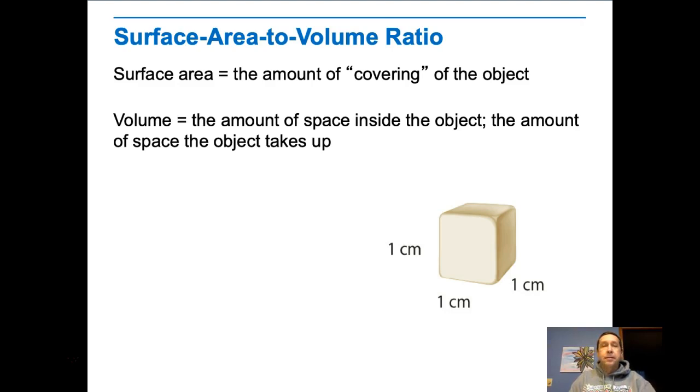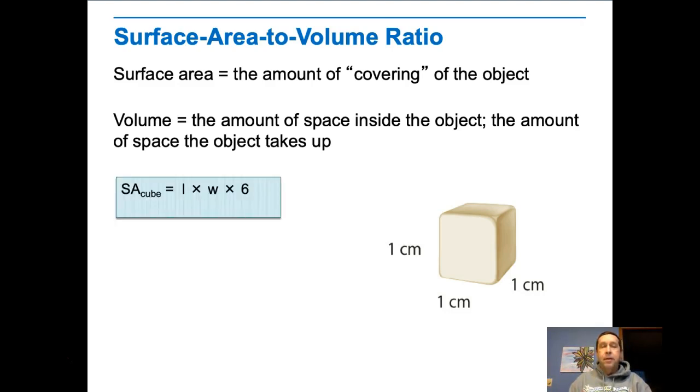And one of the biggest things is the surface to volume ratio. So surface area is the amount of covering of an object. It's the outside part of the cell in this case. Volume is all the stuff, matter inside that makes up the object, in this case, the cell we're talking about.